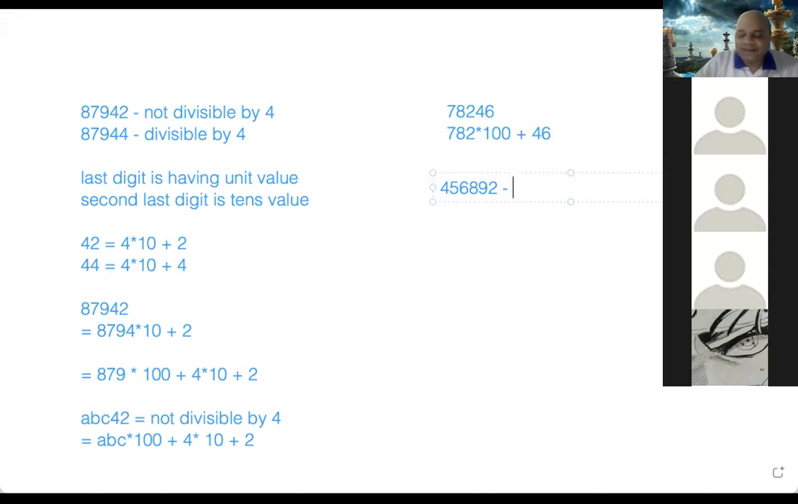So now to find out whether this is divisible by 8, what do you have to do? For 8, you know that every century is not divisible by 8. So 100, for example, is not divisible by 8.